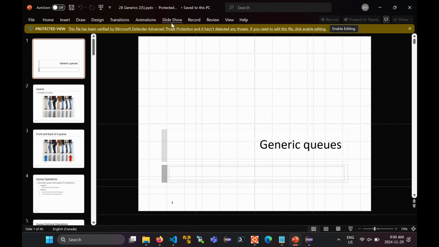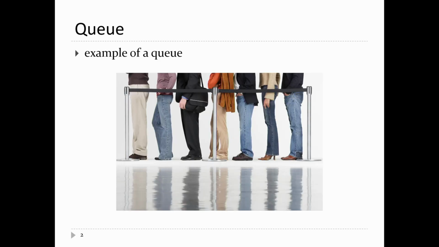I guess we'll do this. Generic queues. So this is a new type of data structure, but it's very similar to a stack. A queue is a queue of stuff. It's like a line of people waiting for a cashier or to get into a concert or something like that.